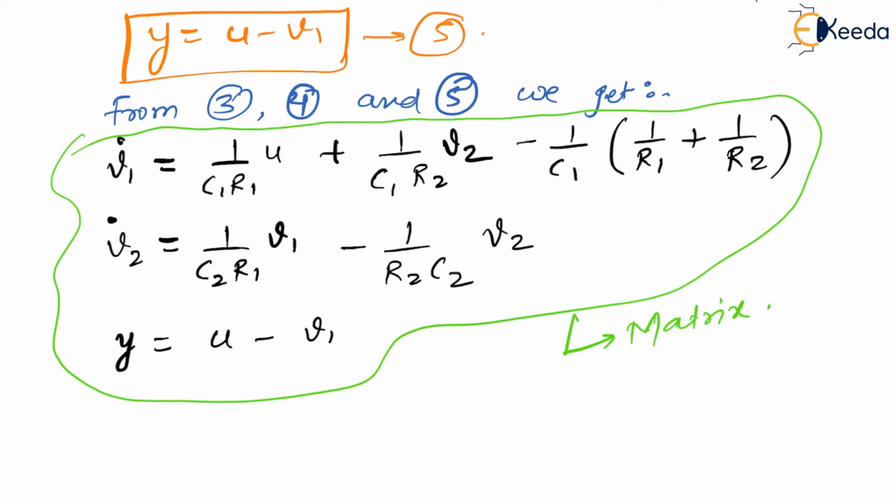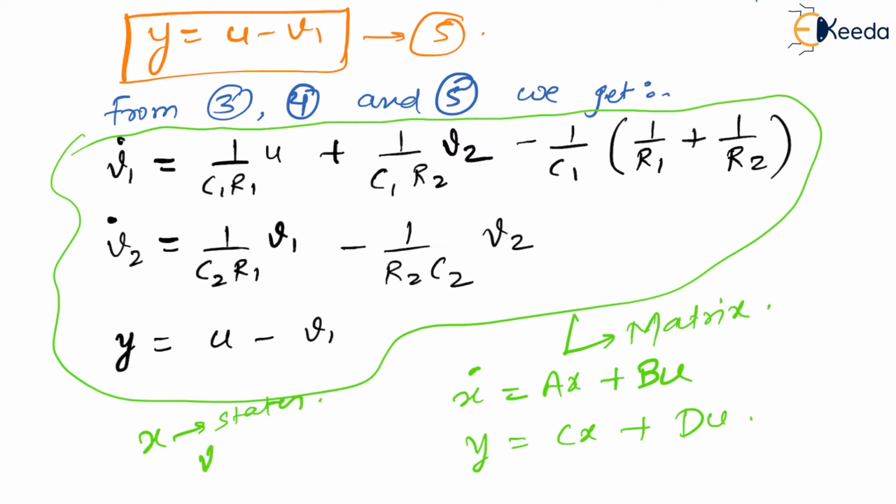Now please tell me here. We know that x dot is equal to Ax plus Bu, and y is equal to Cx plus Du, right? But now we have taken states. This x is nothing but states, and states in our case are nothing but v1 and v2. So in place of this x, we will be writing the vector v1, v2.